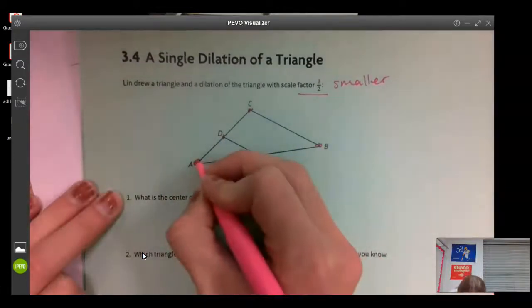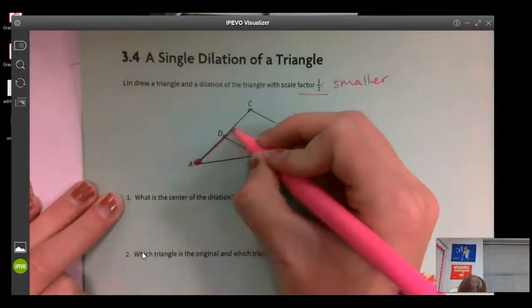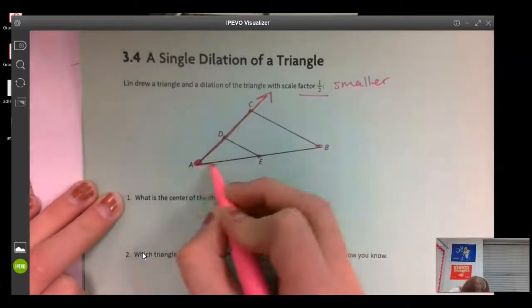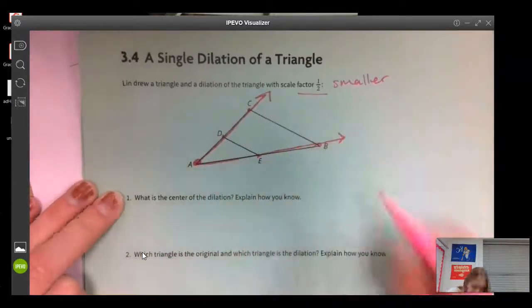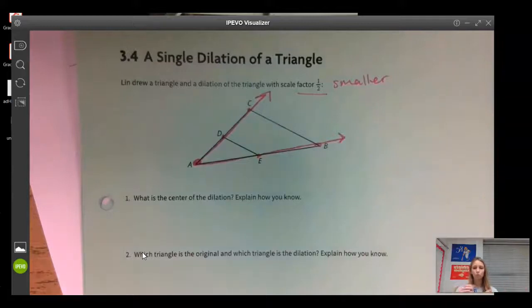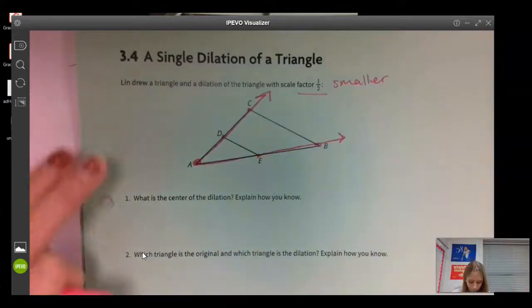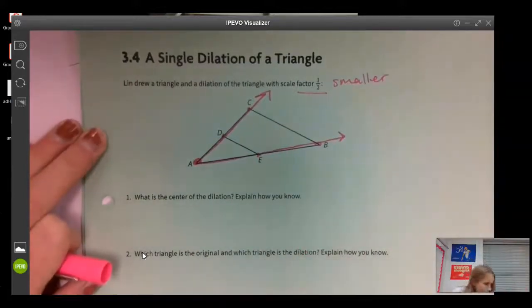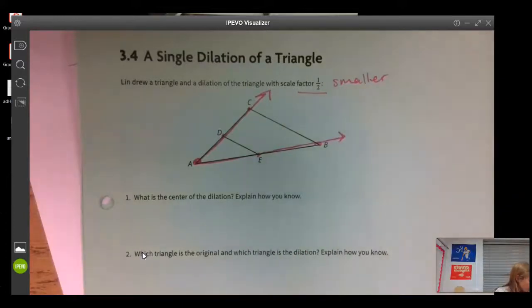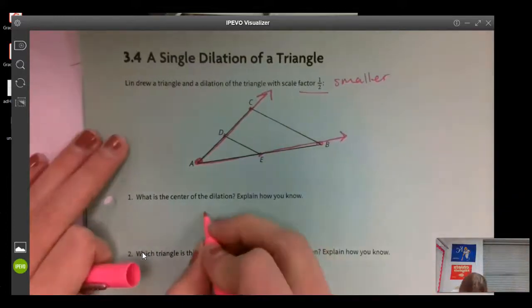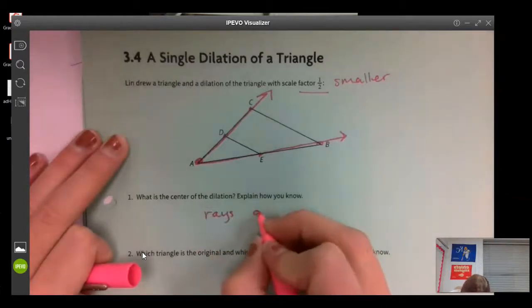So if I look right here at A, if I draw 2 rays, both of those points then get crossed through. So the rays go through the points.